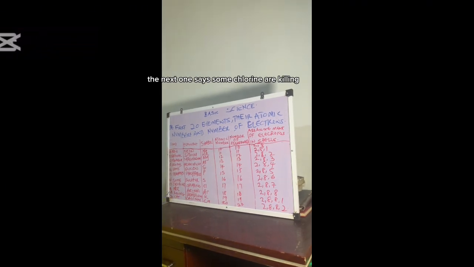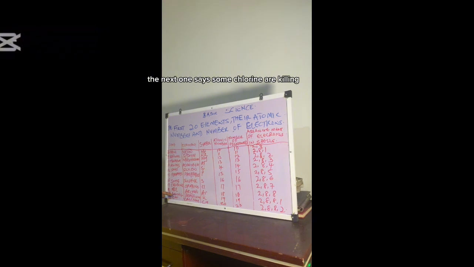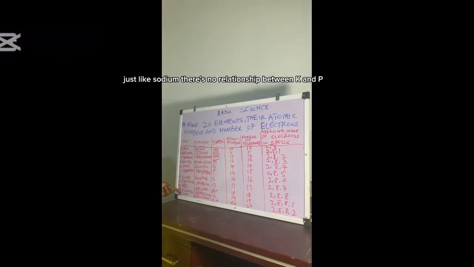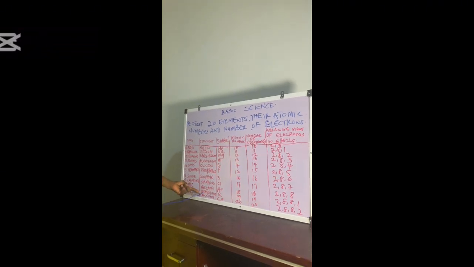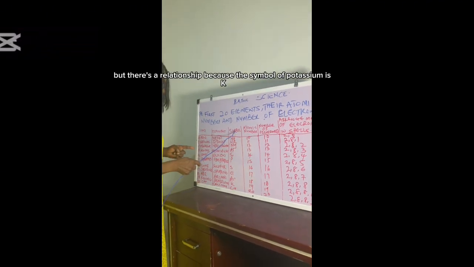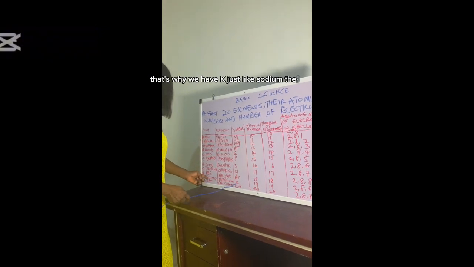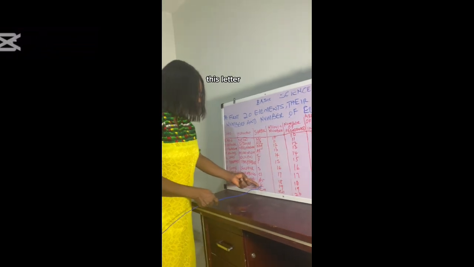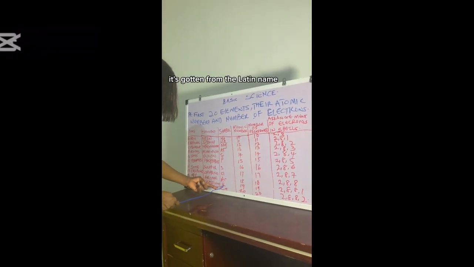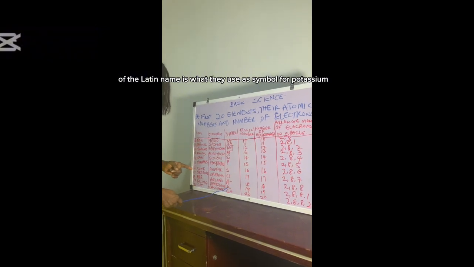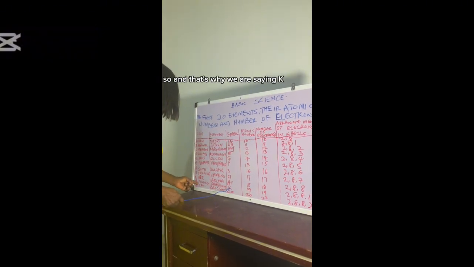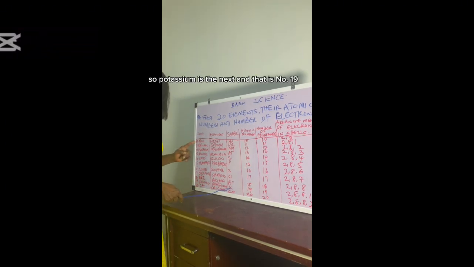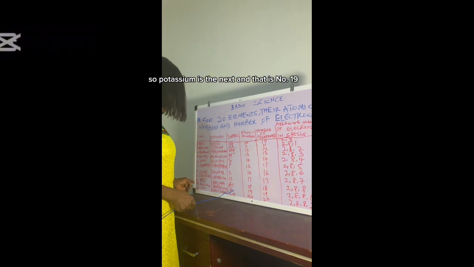In our song, the next one says "some chlorine are killing," which is K. Just like sodium, there is no relationship between K and potassium in the name, but the symbol of potassium is K. That's why we have "killing." Just like sodium, this letter is gotten from the Latin name. The first letter of the Latin name is what they use as the symbol for potassium. That's why we say "killing," to remind us that we are talking about potassium. So potassium is the next, and that is number 19.